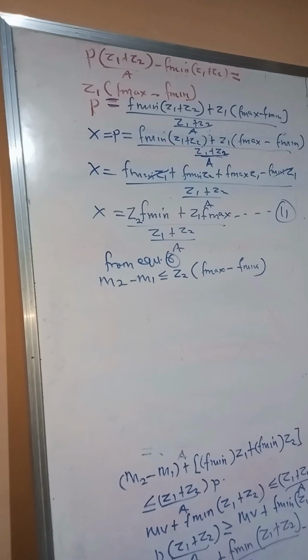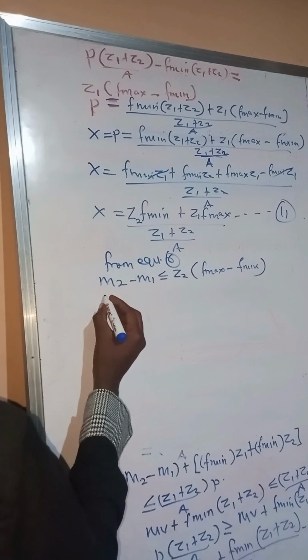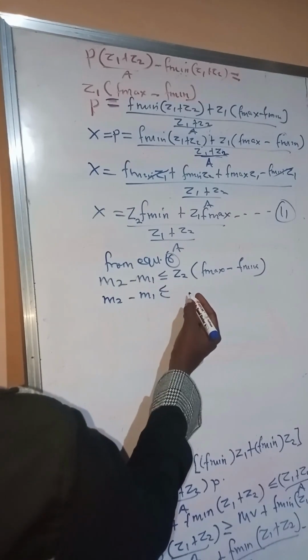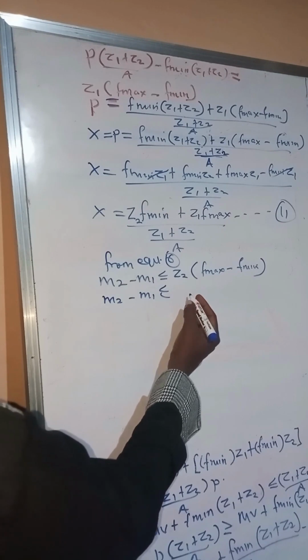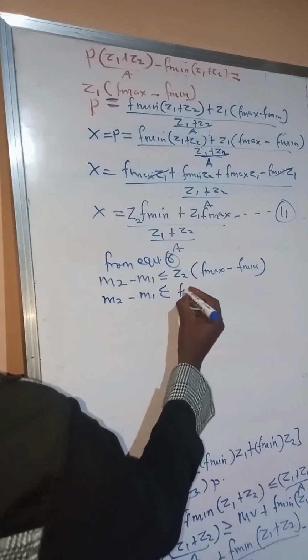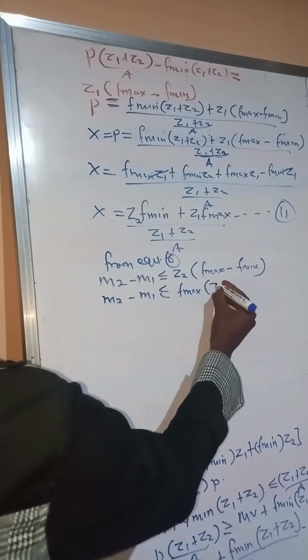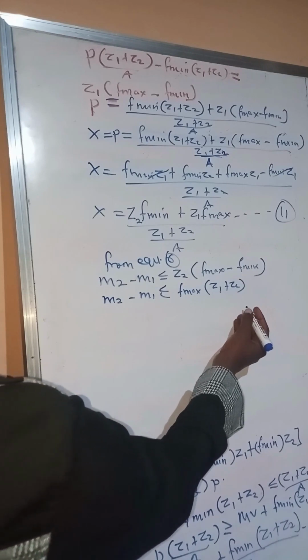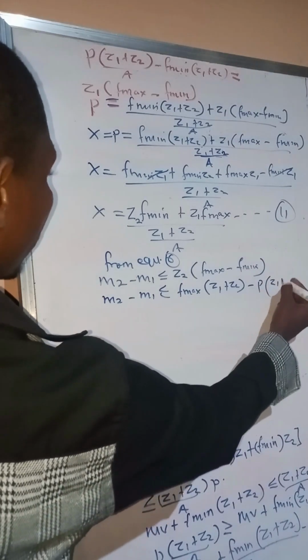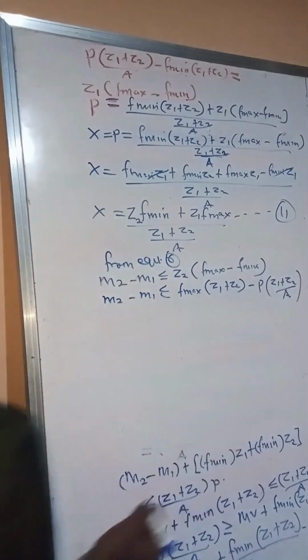All right, so we have equation 8. We've derived it before, so equation 8 is M2 minus M1 less than F maximum bracket Z1 plus Z2 minus P bracket Z1 plus Z2 over A. So this is what we have for equation 8.